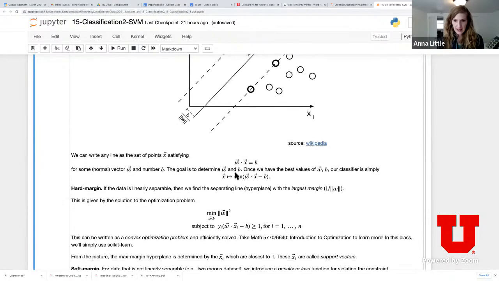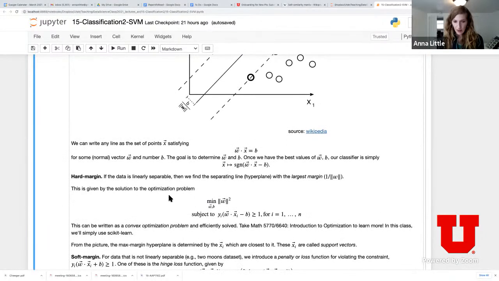And this is given by solving the following optimization problem. We want to minimize the norm of W squared, right? You can think about maximizing 1 over the norm of W as equivalent to minimizing the norm of W. So we just flipped the problem around, and we're going to solve it via a constrained optimization subject to the following constraints: that yi times the inner product of W and X minus B is greater than or equal to 1 for all of our points.